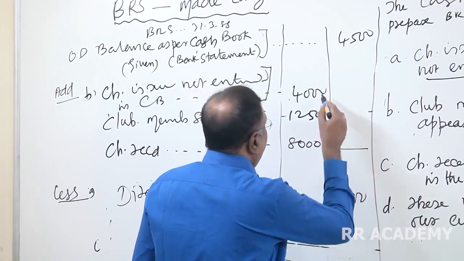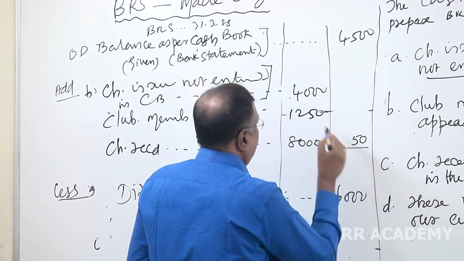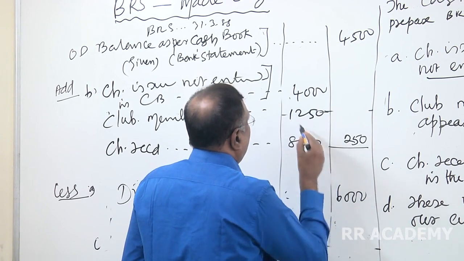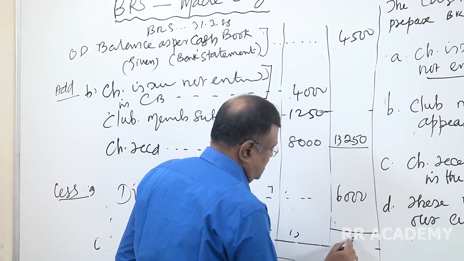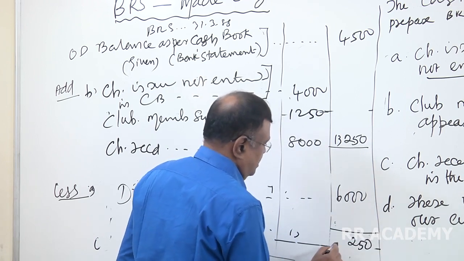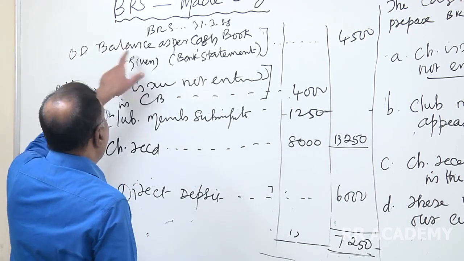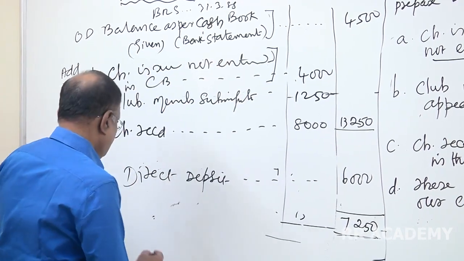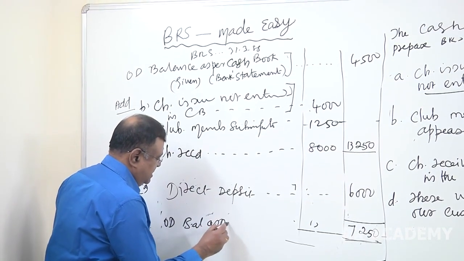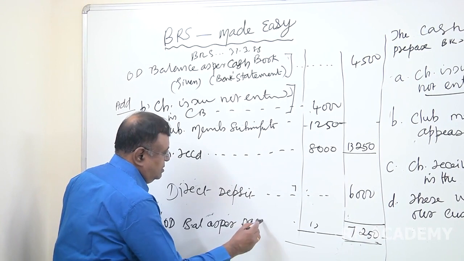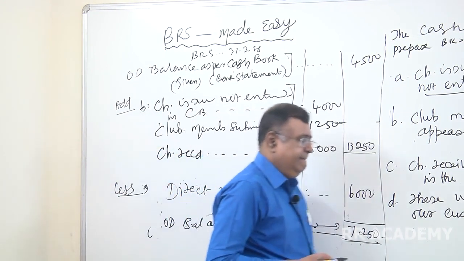Here total 7,250. Now, here OD balance as per cash book. Here OD balance as per passbook. That's all. This is the answer.